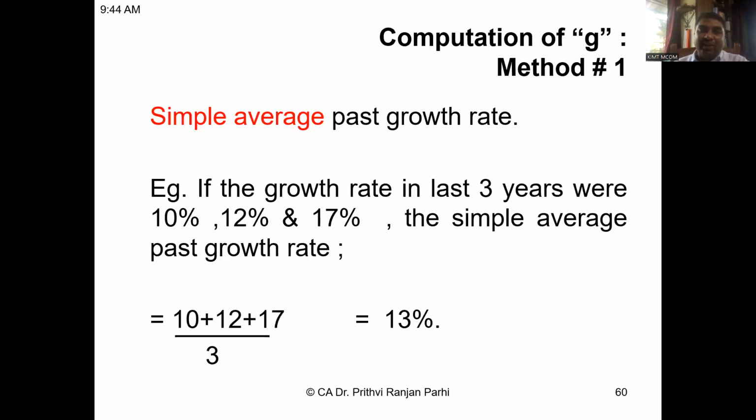First, let us see what is this simple average past growth. Very simple. If you read this slide, you yourself will be able to understand it. For example, it says if the growth rates in the past 3 years are 10%, 12%, 17%, then the simple average will be the average of 10 plus 12 plus 17, divided by 3. It is 13%. You can say that is the growth. So if you know the growth rate on a year on year basis, we can average it out. This is a simple average growth rate. Very simple.